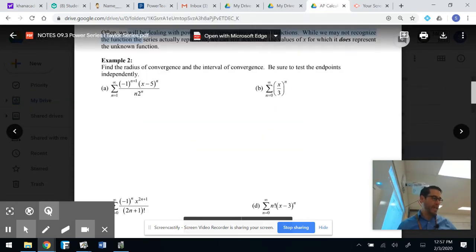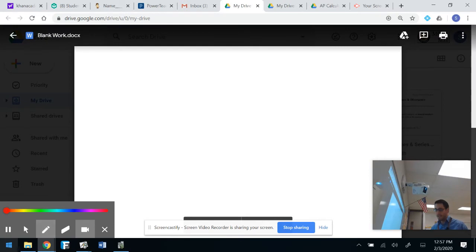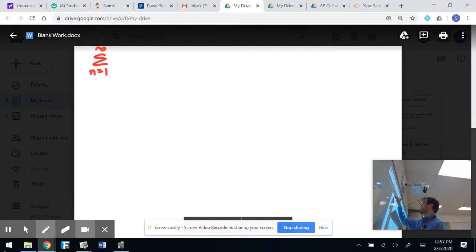We're going to start with 2a. I've got to write it on the other page here, okay, because there's going to be a lot of notes that we've got to take here, okay, class? All right, so here we go. Let's do the series n equals 1 to infinity. Ooh, this time I'm starting at 1, and we're going to go from negative 1 to the n plus 1 times x minus 5 to the n, all over n times 2 to the n.